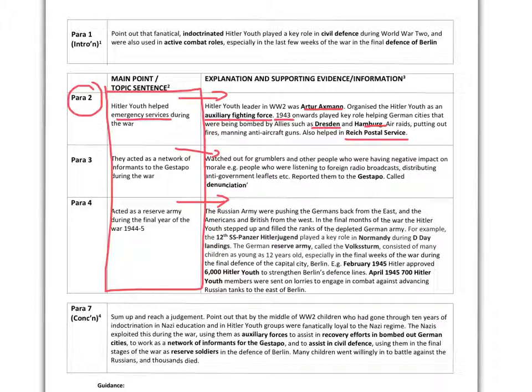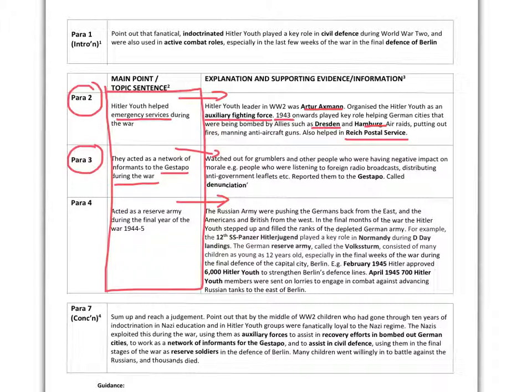Their role helping the bombed out German cities in terms of an auxiliary role. The next paragraph, which would be your 3rd paragraph, including your introduction: during World War II, the Gestapo really clamped down, increased their control over the ordinary lives of German people, desperately anxious to make sure that morale did not plummet, that the morale did not go down.